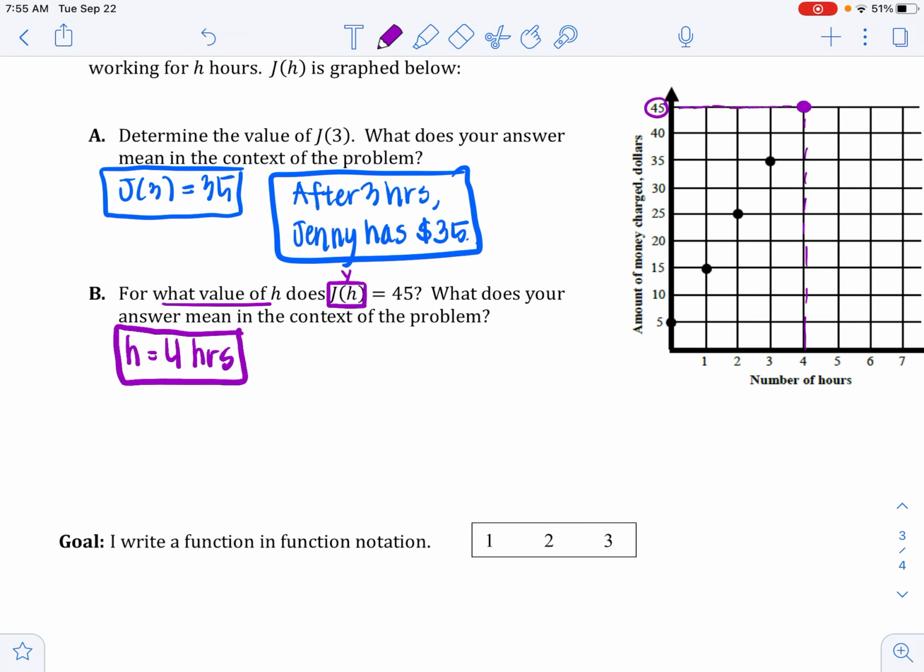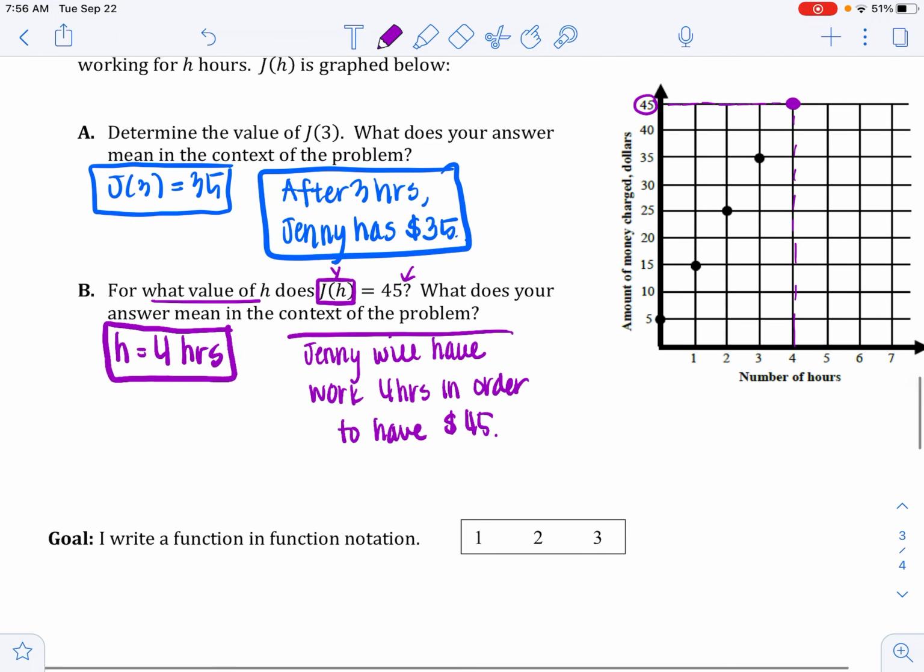What does your answer mean in the context of the problem? So I'm going to say Jenny. I'm not going to say after 4 hours, Jenny will make $45 because the 45 was given to me first. So I'm going to say Jenny will have to work 4 hours to make $45, which is the same idea. So Jenny will have to work 4 hours in order to have $45. And the 45 came from right here.